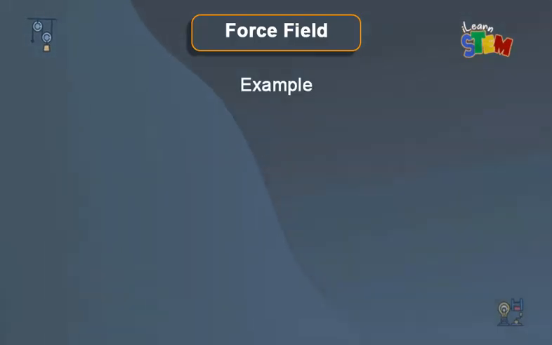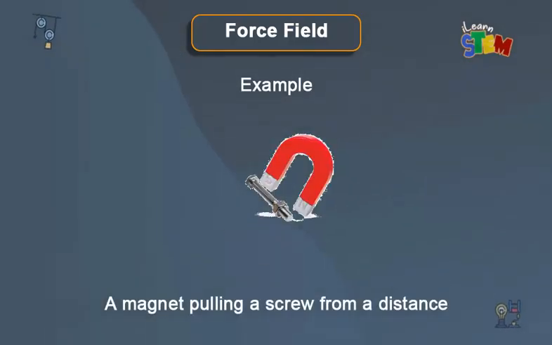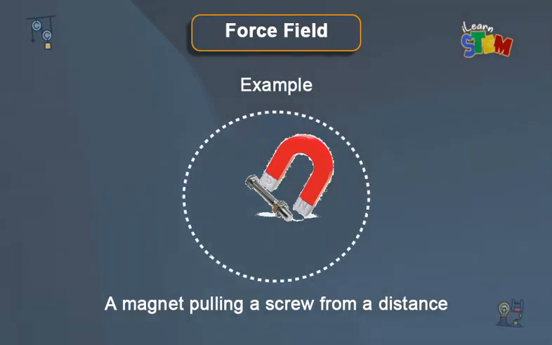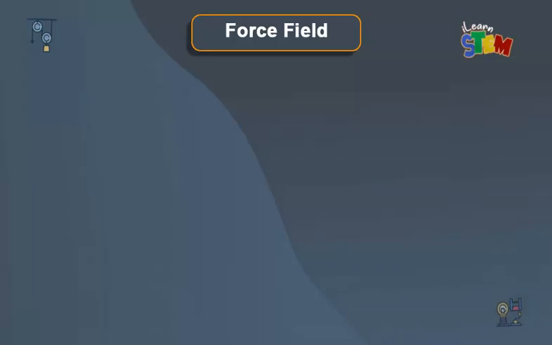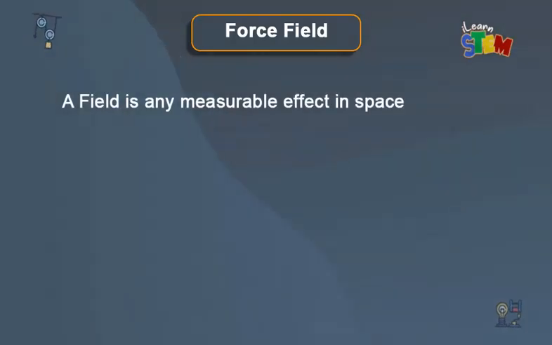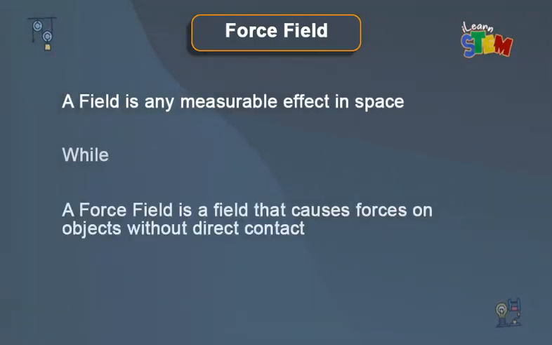Here's an example. When a magnet pulls a screw from a distance, the screw is inside the magnetic force field of the magnet. You didn't touch it, but a force acted on it. That's the beauty of force fields. So, remember, a field is any measurable effect in space, while a force field is a field that causes forces on objects without direct contact.